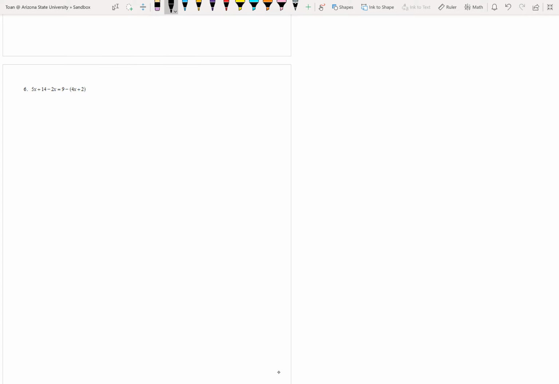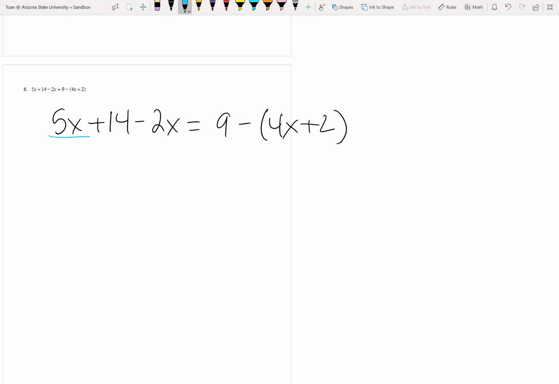Question 6, more of the same thing. It's just the problems are getting slightly larger, but the idea is still the same. You want to simplify both sides first before you dive into the solving. So on the left-hand side, I can go ahead and combine like terms, and on the right-hand side, I can go ahead and distribute this negative.